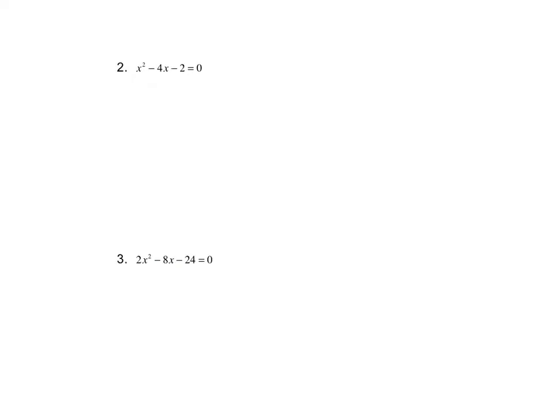Example number 2. x squared minus 4x minus 2 equals 0. We're going to solve it by completing the square. We need to make sure it's set equal to our c value, so we're going to add 2 to both sides. Now we have x squared minus 4x equals 2. Is our a value 1? Yes, it is. So we're golden there.